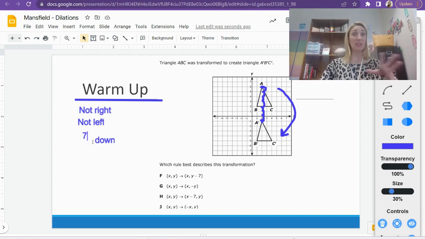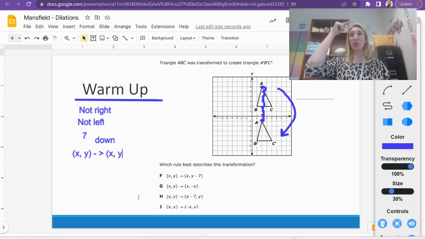So let's put these words into math terms. Well, if the x is not moving, if it's not going right or left, the x is going to be the same, right? So my original x and y, that is going to become, well, x is still the same thing. That doesn't change because it's not moving right or left. Now the y is changing. If it's going down, my y is changing. And I'm losing amount. I'm losing quantity because when I go down, it's minus, it's negative.